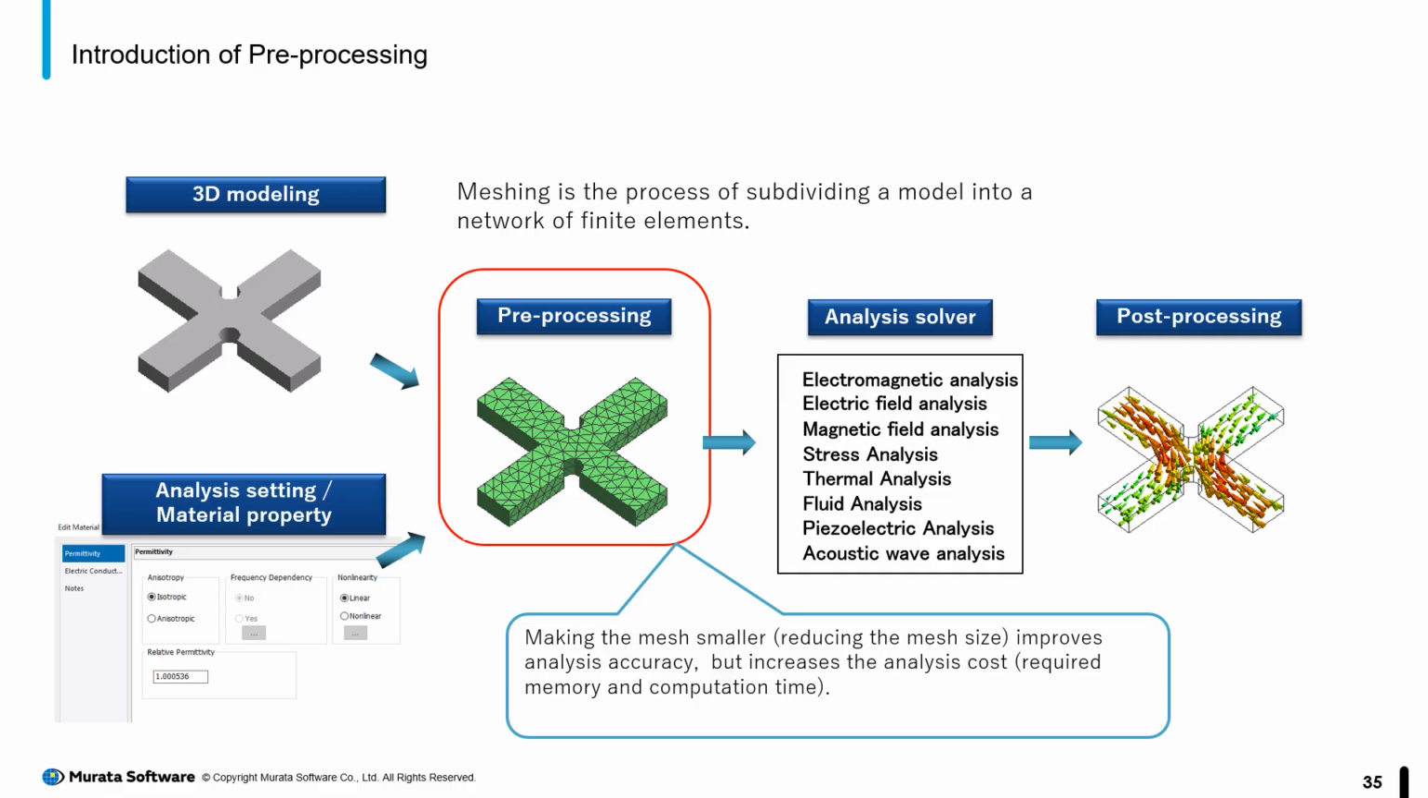Now let's take a look at how meshing works. Femtet uses an analysis method called the finite element method. For 3D analysis, the model must be divided into tetrahedral or hexahedral elements called meshes.